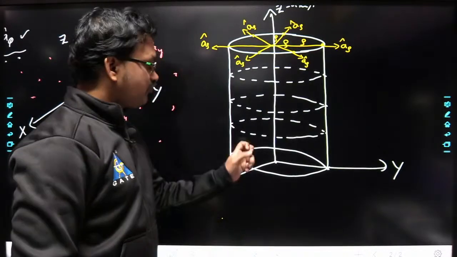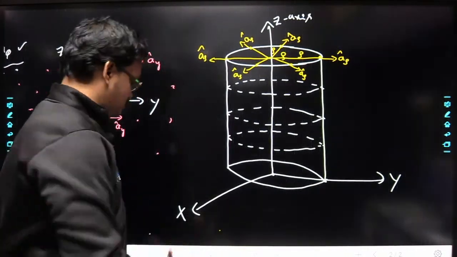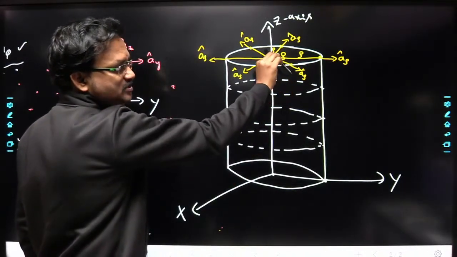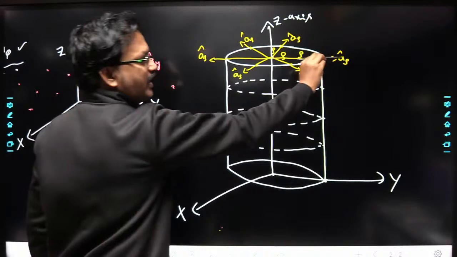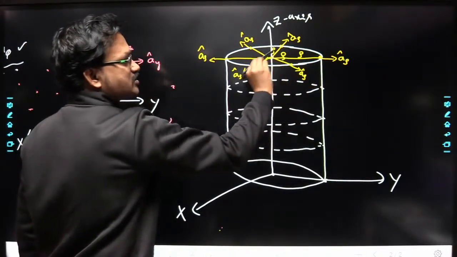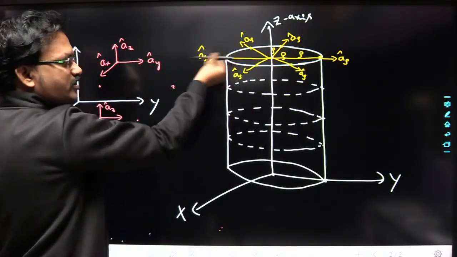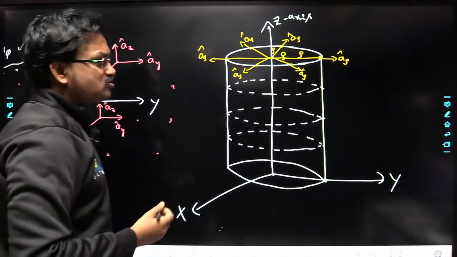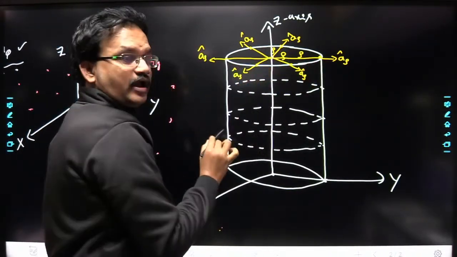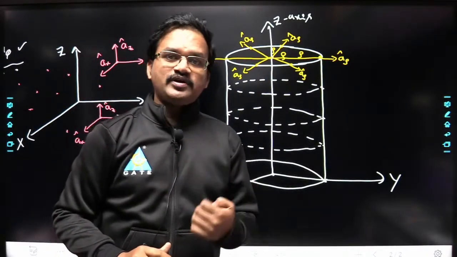Understood? Now if you observe in the cylindrical coordinate system, at this location, a_phi cap is pointing in this direction, and at this point a_phi cap is pointing in this direction. At this location it is pointing in this direction, at this location it is pointing in this direction, at this location it is pointing in this direction. So that means as you move along the circumference of the circle here, the direction of a_phi cap is changing or not?